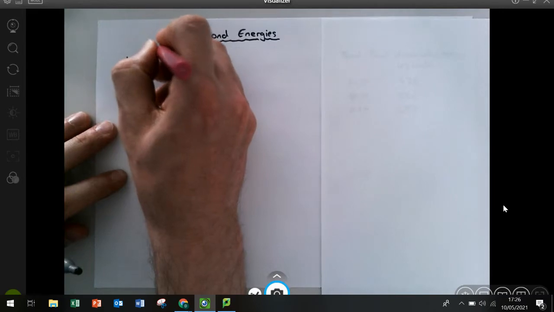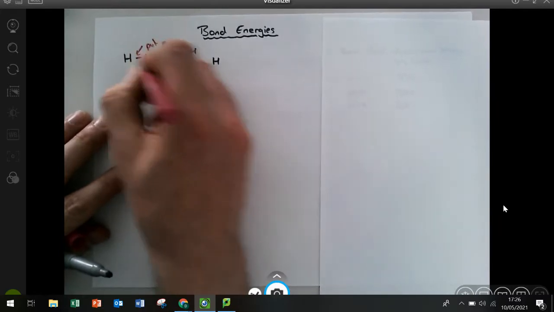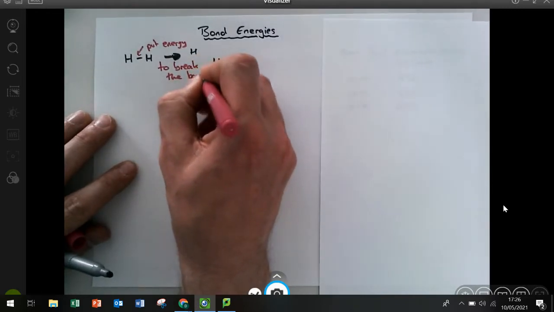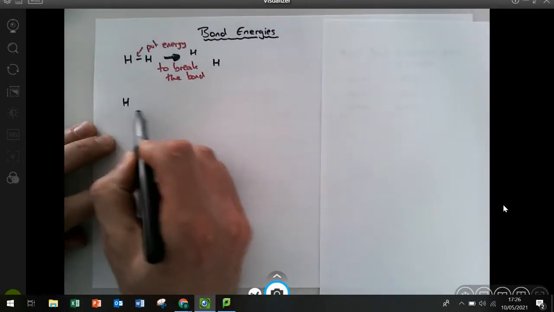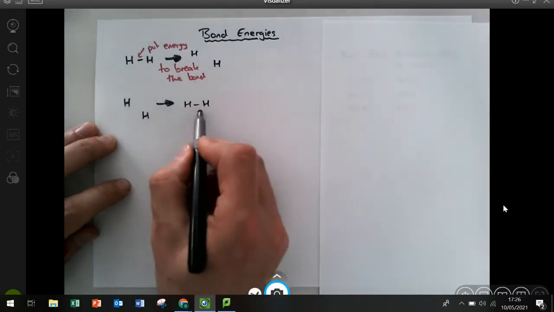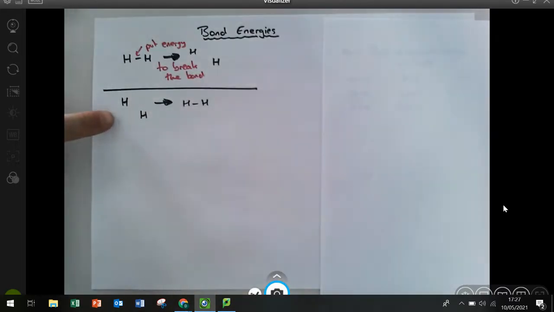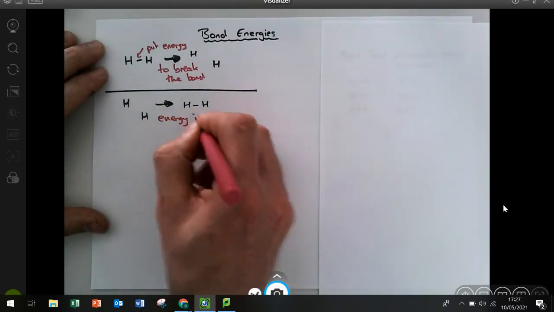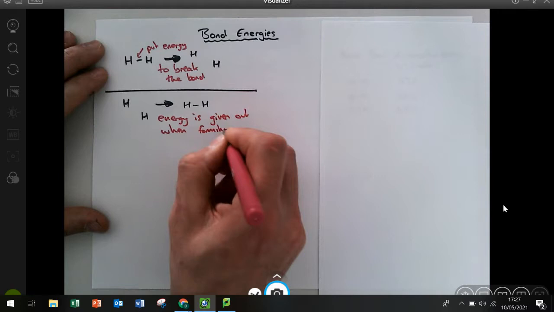I obviously need to put energy in order to break the bond. So if I put the energy in, I can cut that bond in two and break it up into its separate atoms. What happens if I do the opposite? Supposing I had two individual hydrogen atoms and I wanted to form a molecule of hydrogen. In this case, we're doing the opposite, aren't we? We are forming a bond. So in this case, energy is given out when forming a bond.